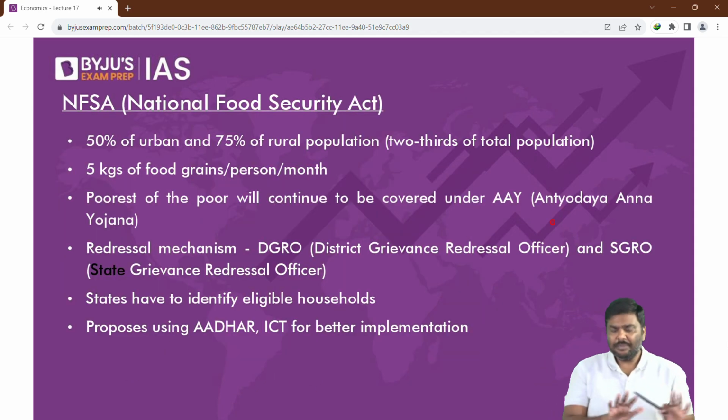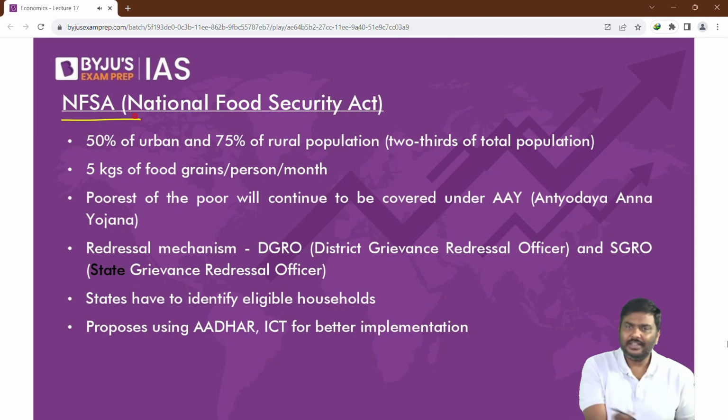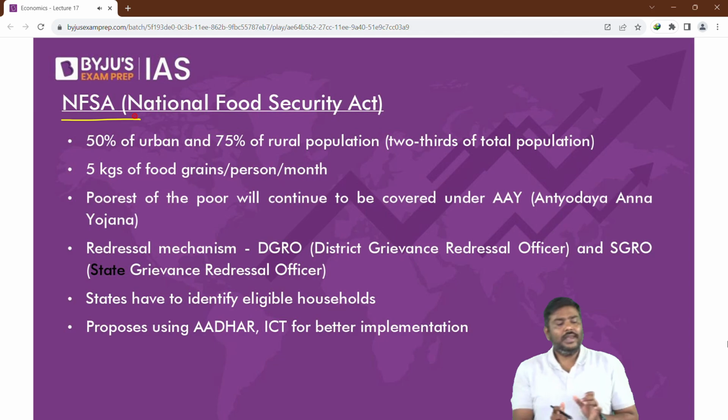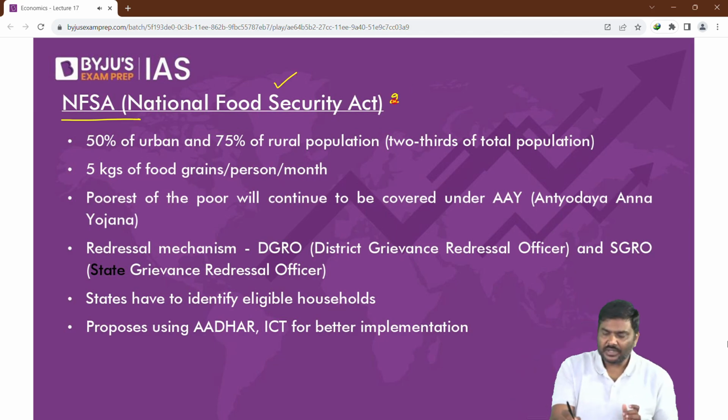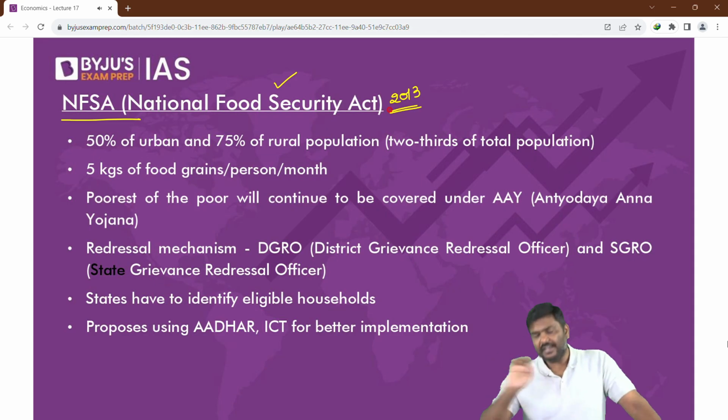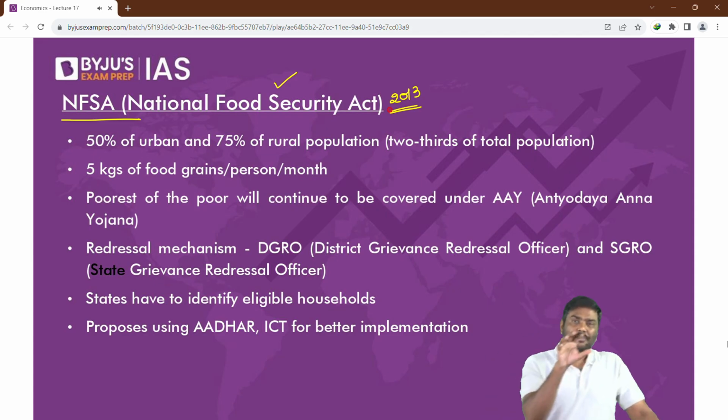Next, the concept of food subsidy. What do you mean by food subsidy? I'll come back to this. Just give me some time. Let me finish up NFSA first, then I'll go back to food subsidy. What is NFSA? National Food Security Act. It was introduced in 2013.